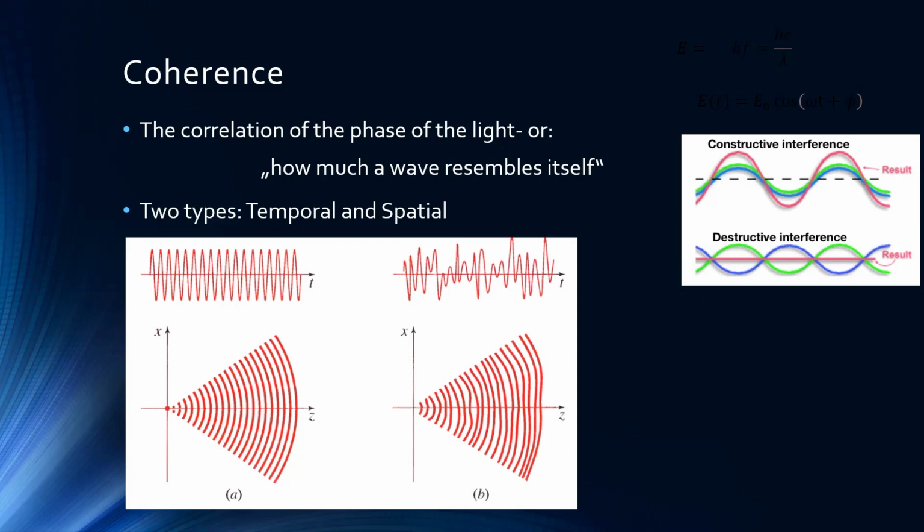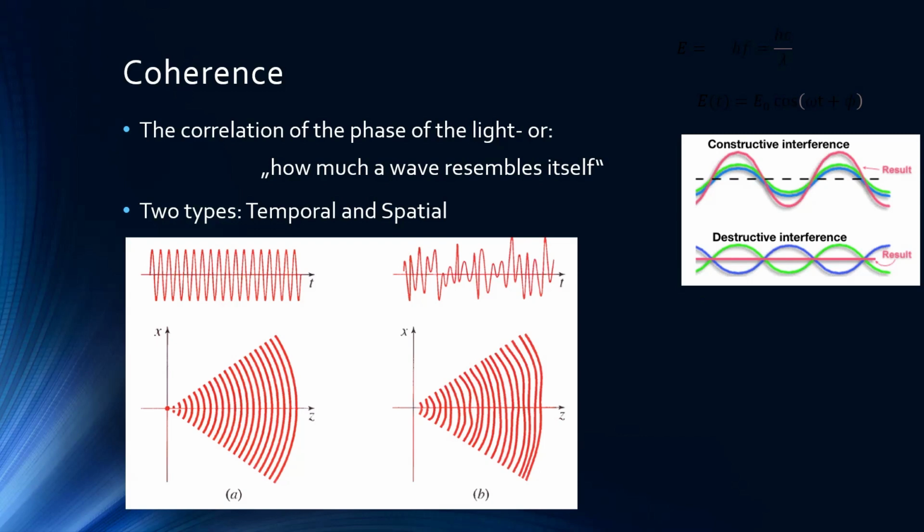Now that I've gone a little bit into that, we can talk about what coherence is. In fancy words, it is the correlation of the phase of light waves. I like to put it in simpler terms: it's how much a wave resembles itself. There are two notions to this, namely temporal and spatial coherence.